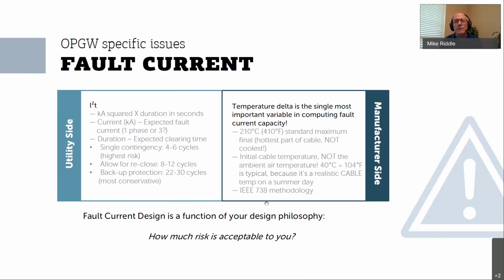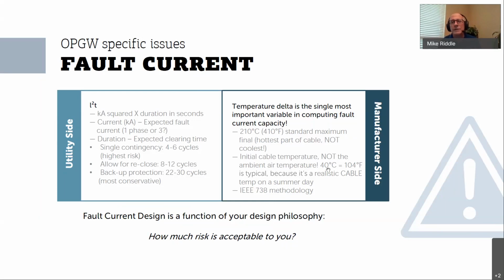In this methodology for a transient condition like a fault, there's the initial cable temperature and the final cable temperature, and that difference is the single most important variable in the calculation. So the two numbers that you pick are really critical. It's an initial cable temperature, not an air temperature.